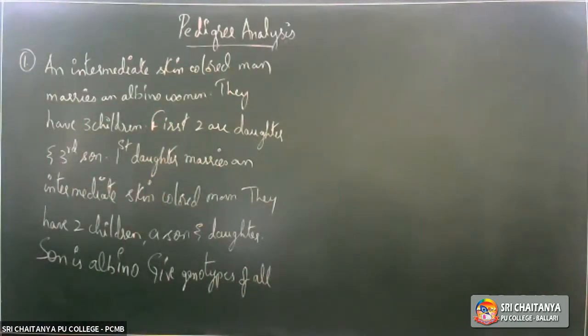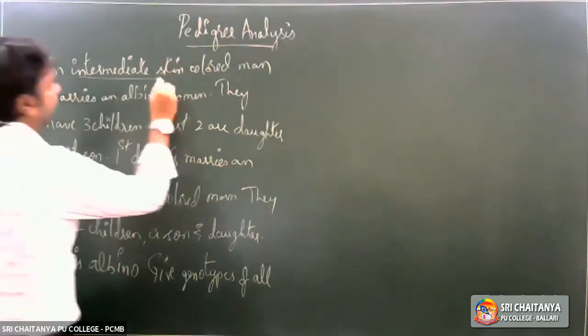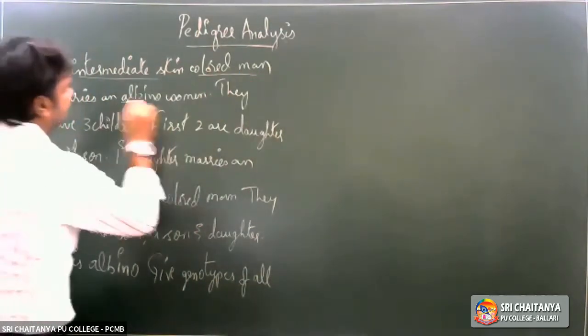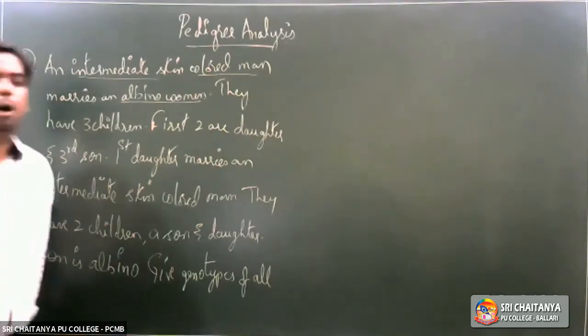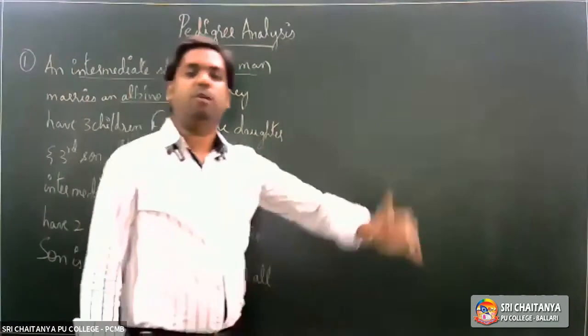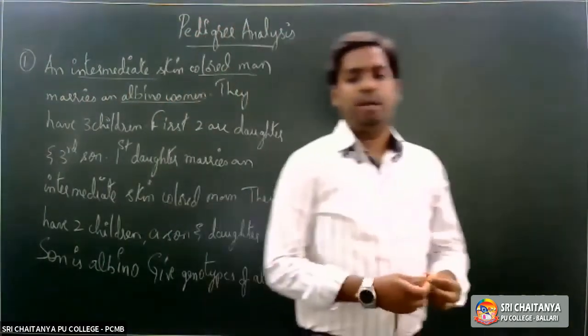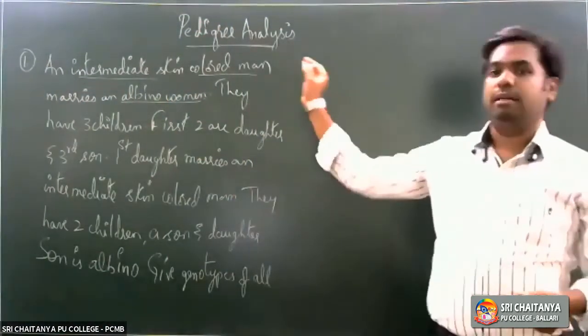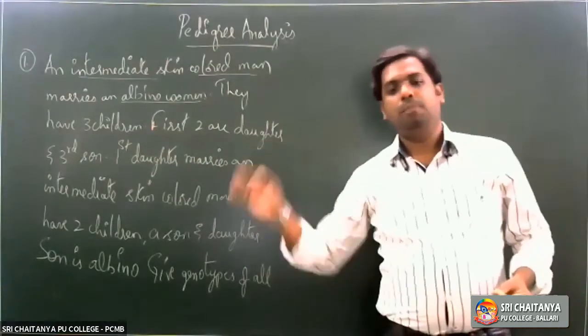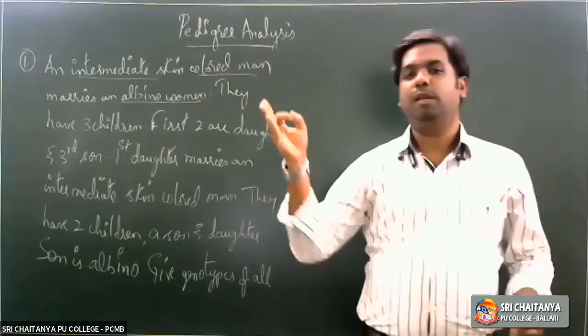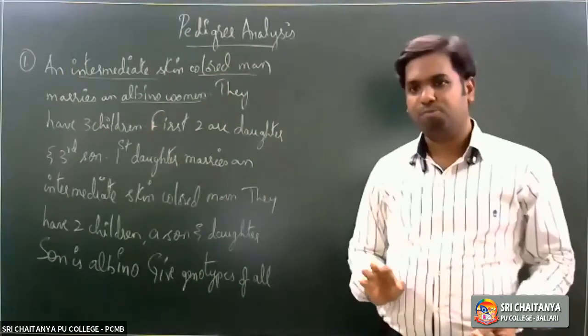So what is the question stating here? There is an intermediate skin colored man who marries an albino woman. If you recollect what we saw with regards to skin color inheritance in humans, we said that it is a polygenic inheritance. When we talked about polygenic inheritance, we took the example of skin color in humans, and we said that there are three genes responsible for skin color.